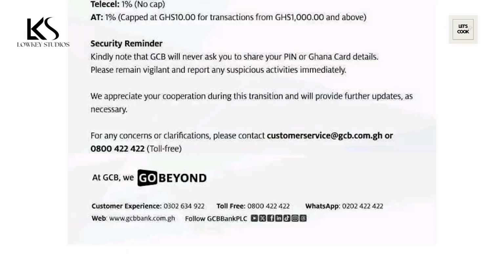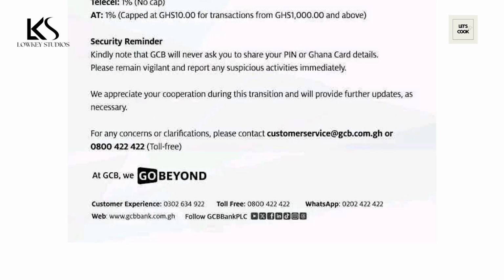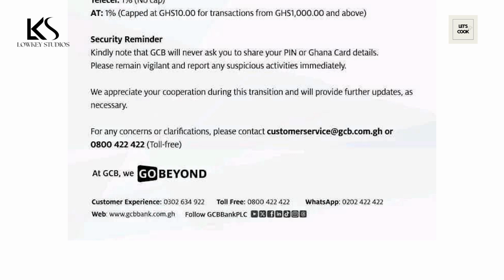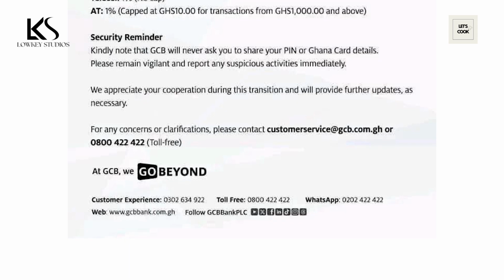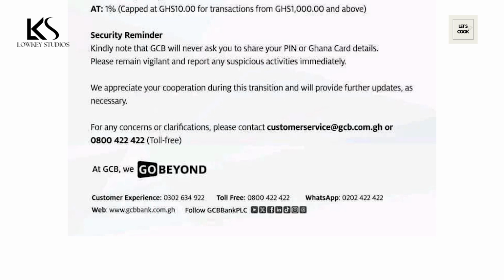And then it goes down and says, security reminder. Kindly note that GCB will never ask you to share your PIN or Ghana card details. Now, this is where it is important. Recently, MTN had an issue where a lady was talking about how people have been able to take her money and all of that. So get it clear. I have experienced this issue. A few years ago, someone stole my money, and the person doesn't know my PIN code.